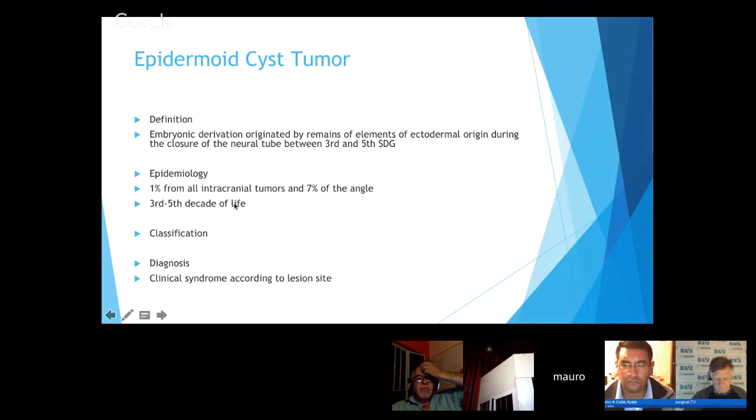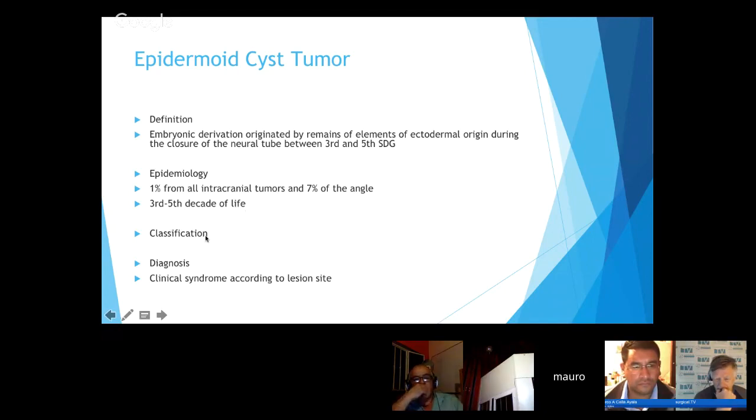However, we don't know exactly. In Latin America, or at least in Mexico, it represents about 1% of all intracranial tumors and about 7% of cerebellopontine angle tumors. So we are talking about a very specific and selective tumor. What does it mean? That there is little accumulated experience on this topic. Most of them grow in the third to fifth decade of life.